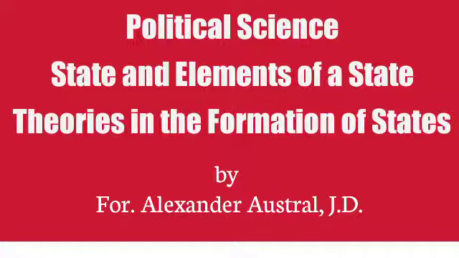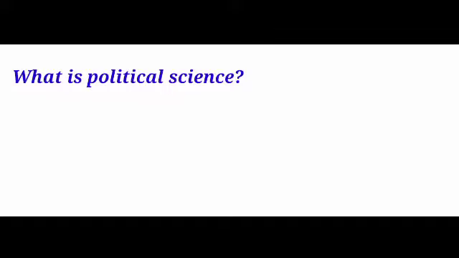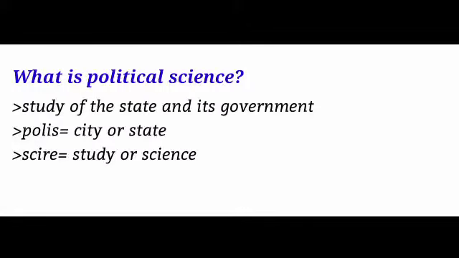Welcome to a review on political science, state and elements of a state, and theories in the formation of states. What is political science? Political science is a systematic study of the state and its government. It comes from the Greek word polis, which means city or state, and Syri, which means study or science.